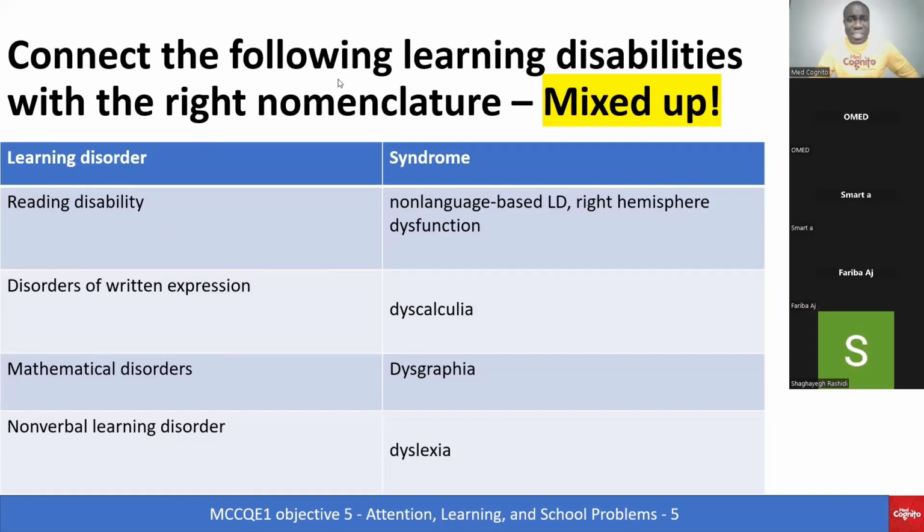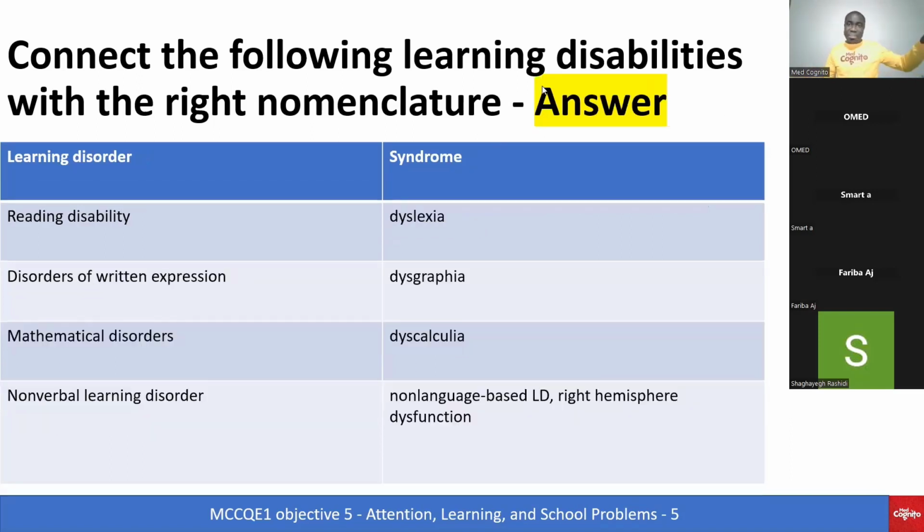Dr. Naila, you wrote dyslexia, but I don't know what the dyslexia is about. Is it reading, disorder of written expression, mathematical, non-verbal? What is it? Okay. Reading disability. Reading. So I've seen a lot of answers, and I think someone just dropped a huge one, Dr. Tasman. Okay, so please, you have to know this. Reading disability is dyslexia. This can be a very powerful MCQ for you to review. Reading disability is dyslexia, okay?